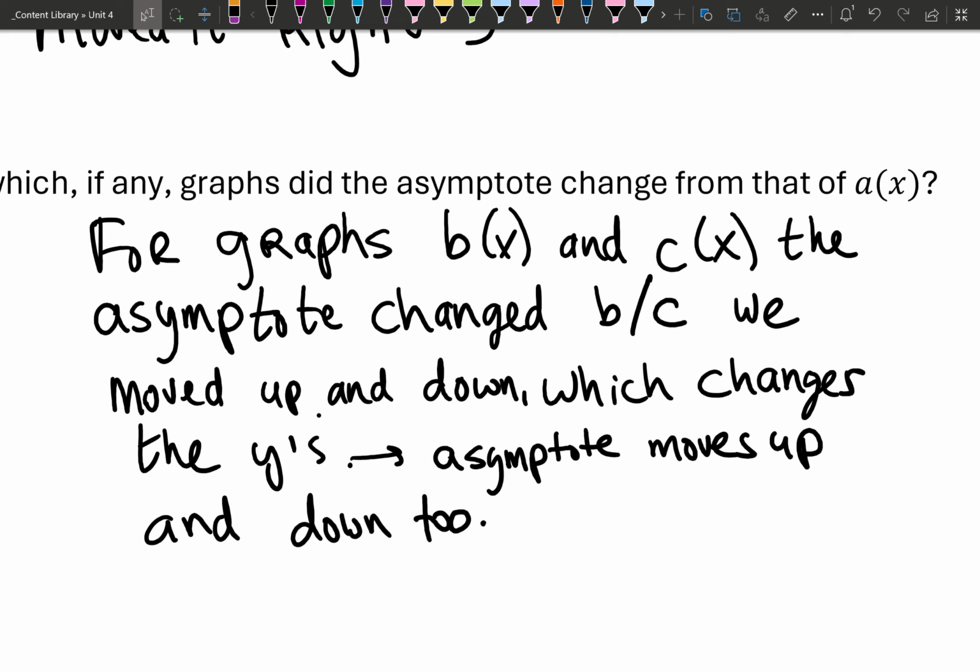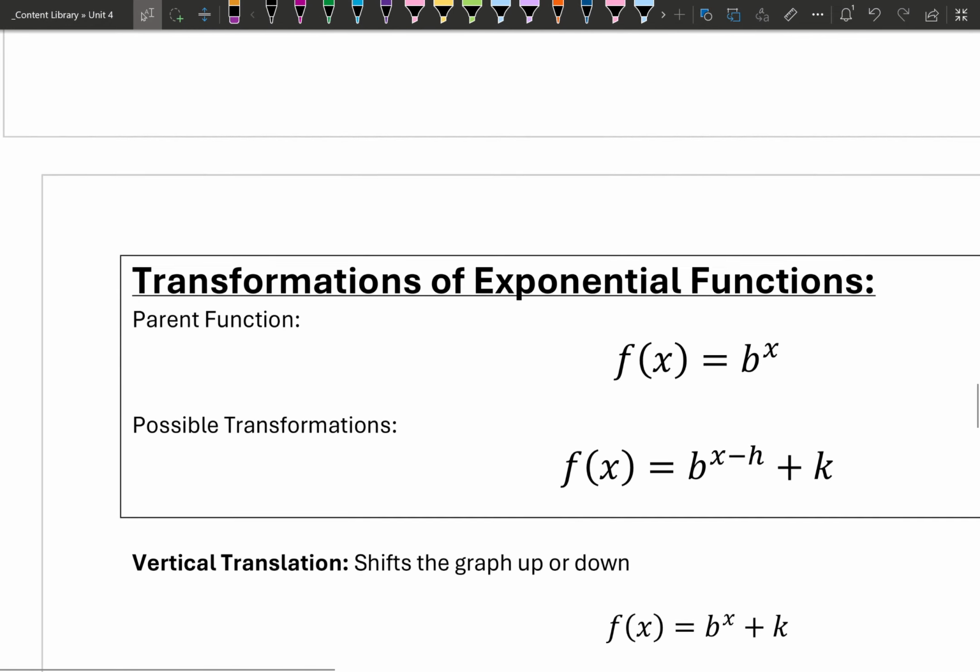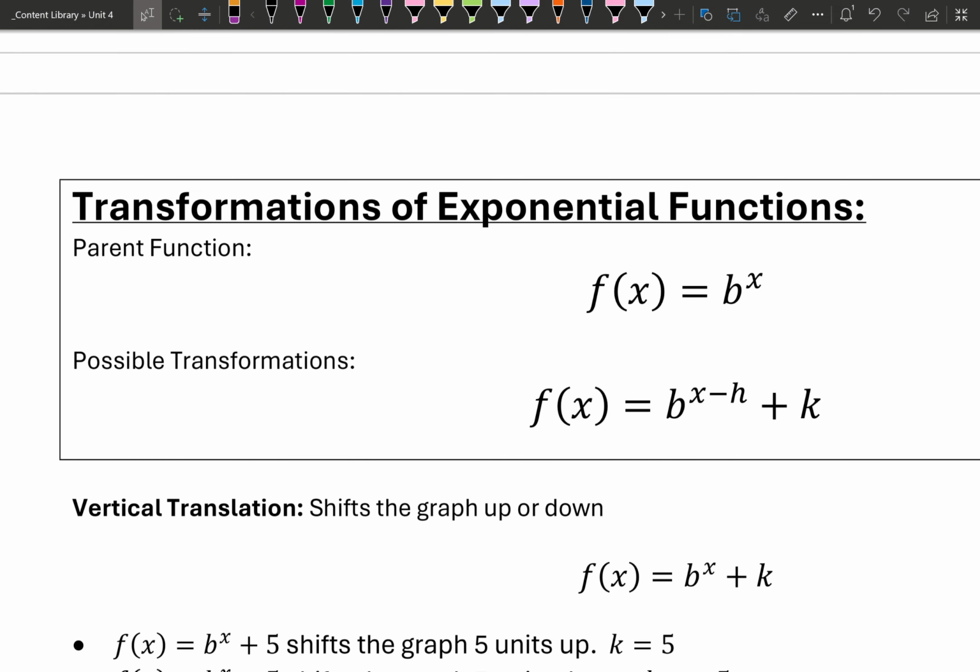Let's explore them a little further, but more algebraically than just graphically. When we think of a parent function, we think a base to the power of x. And the possible transformations that we are exploring this year, you will learn more as your math career moves on, is adding and subtracting to the exponent and outside of the function. These are going to be vertical and horizontal transformations.